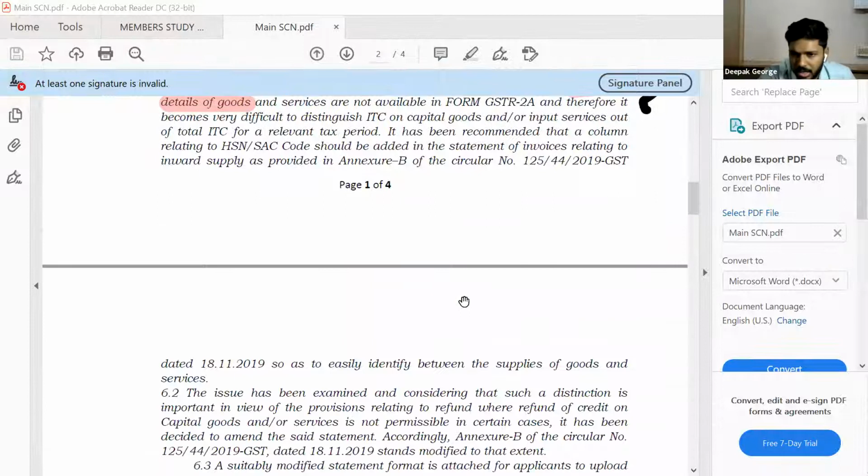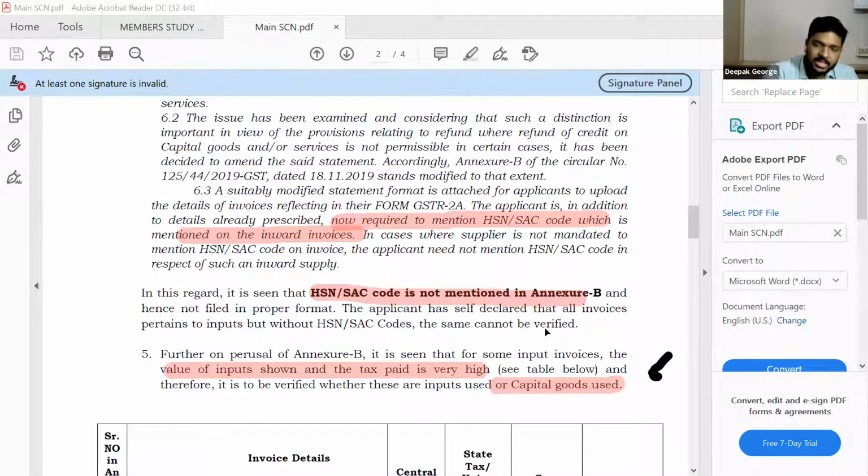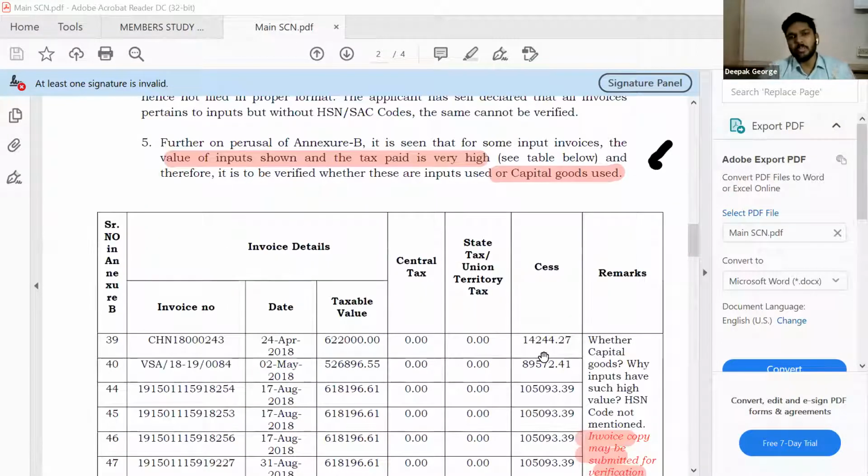Right. So that is again one rejection area. The next one is the officer saying, okay, this ground for rejection is not mentioned in your section, rule, notification, circular. It is out of the officer's own assessment or scrutiny. The officer says that you have acquired some inputs which are of high value, and I want to see invoices of that. So again, you should keep all the invoices ready.